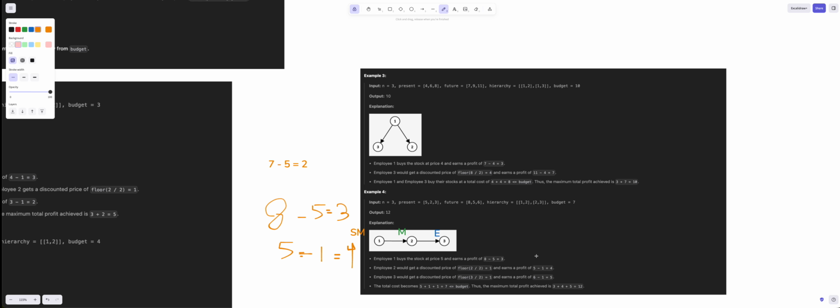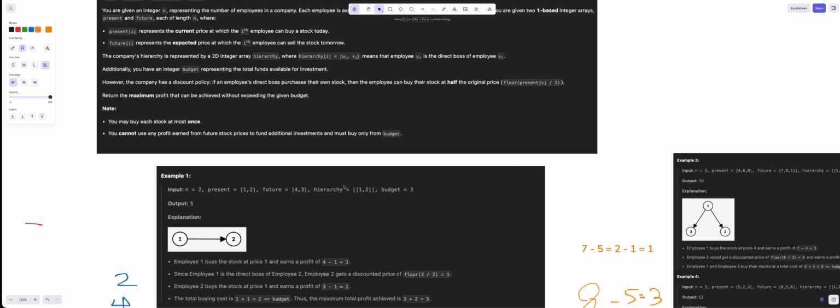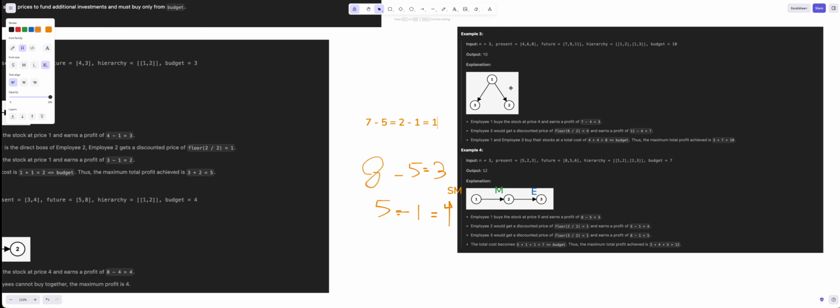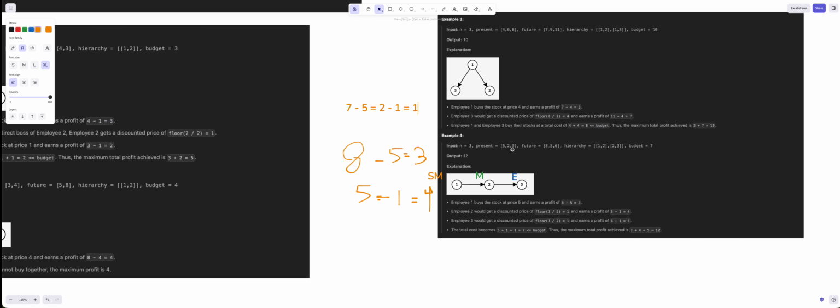But we still need to think about employee 3. There may be a little confusion, but for employee 3 we only have a budget of 1 left, since we bought the stock at 5 with the original price, and then the second stock at a discount price, like a 50% discount, leaving us with 1. But keep in mind that we are taking the floor for the discount price. Our remaining is 3. So 3 divided by 2 is 1.5.